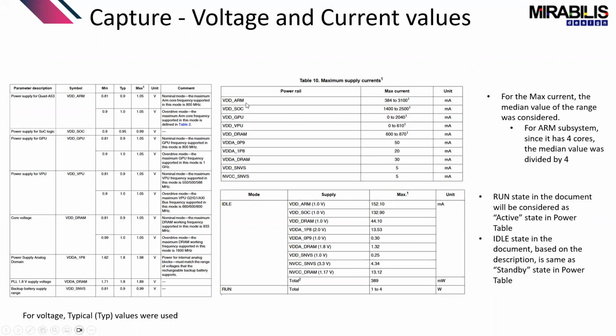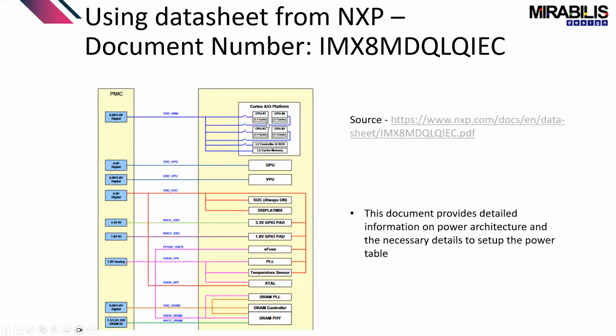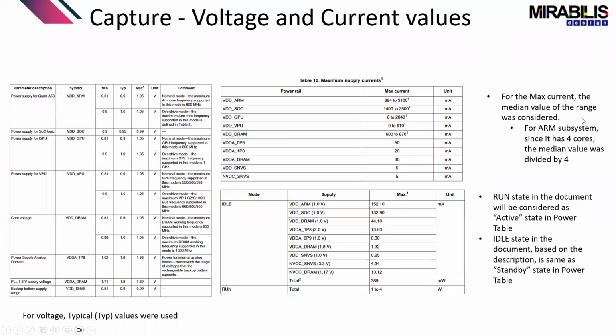But for the ARM core, this diagram defines 4 cores, but in our specific use case, we are only considering one ARM core. So what I have done is divide the median by 4 to get the correct value. For others, we just took the median. So for the GPU, the median will be 1020, and for the DRAM, we again took the median. Accordingly, the values were identified.